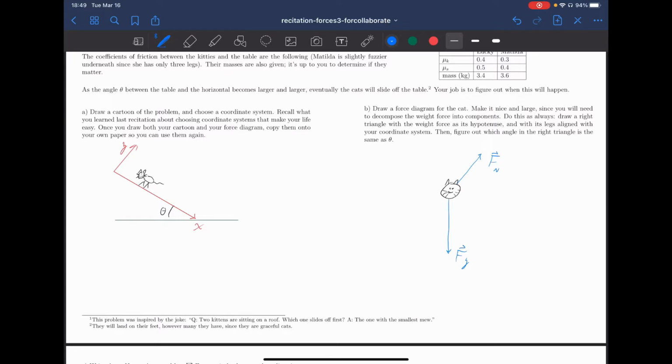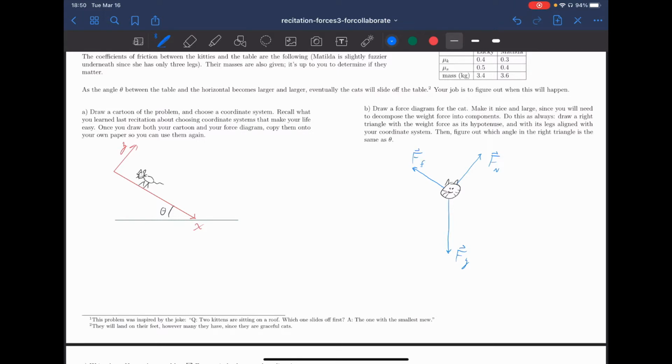We're also going to have a frictional force. We can think about the direction of the frictional force because it's going to oppose the direction that the cat would slide if there were no frictional force. And it's going to be right in our x coordinate. It's going to only have an x component. And it's going to go something like this. So that's nice.